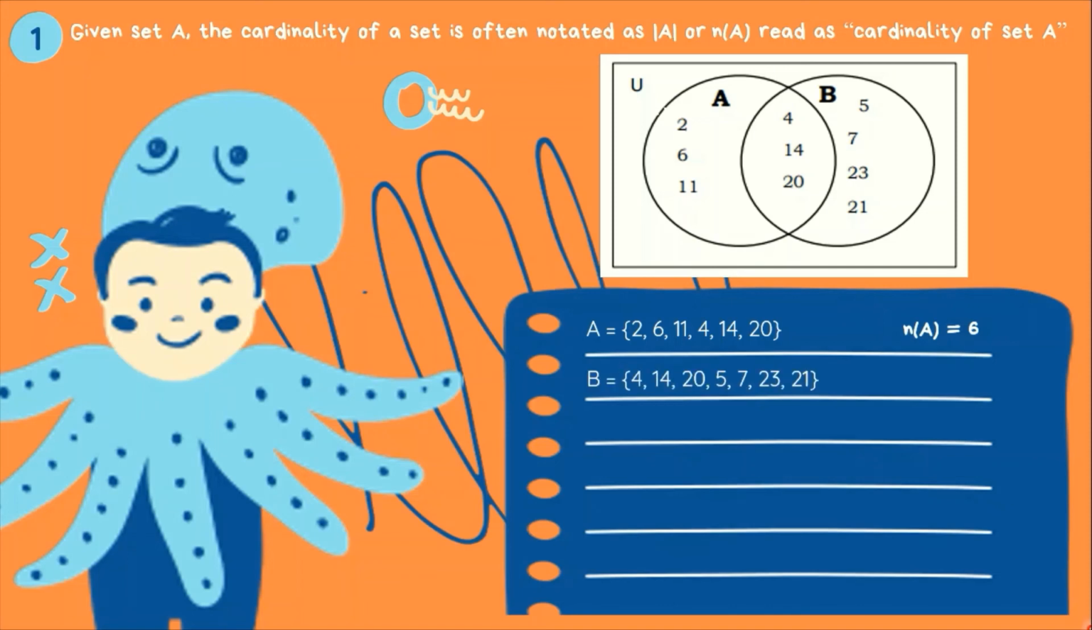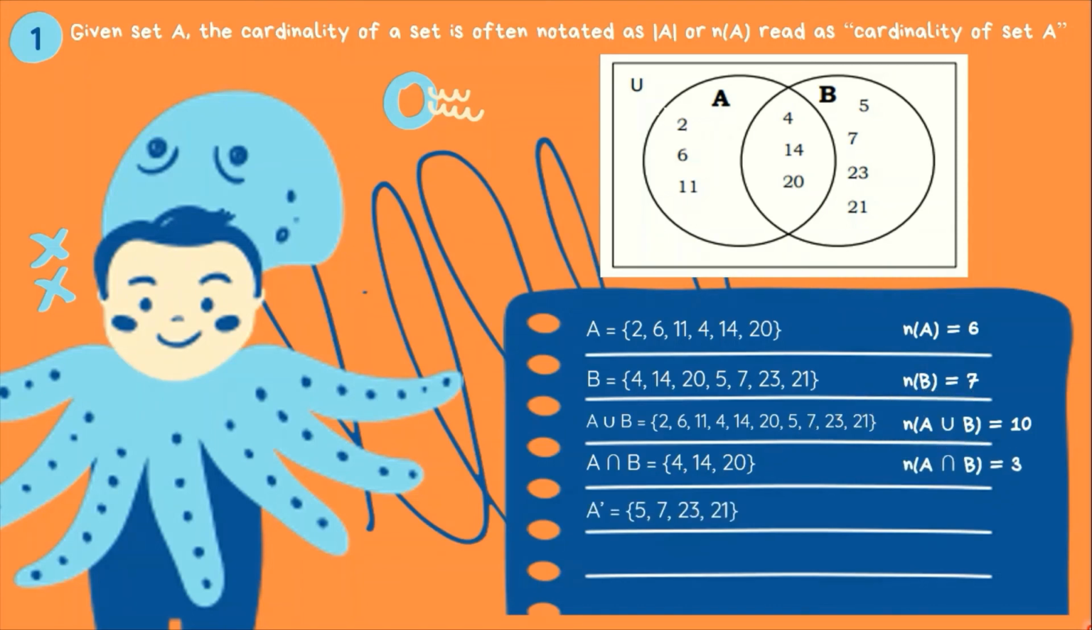So for set B, ang cardinality ay 7 because set B has 7 elements. A union B ay may cardinality na 10. A intersect B ay may cardinality na 3. Ang A complement ay may cardinality na 4 at ang B complement naman ay may cardinality na 3.